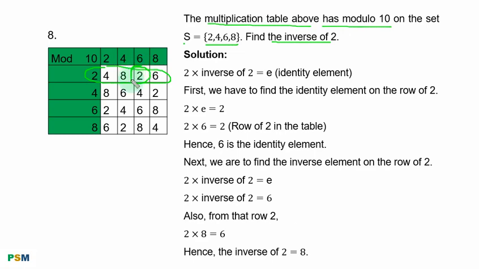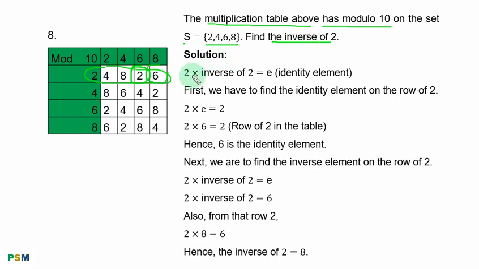You record the remainder. 2 times 8 is 16. 16 is not an element in modulo 10. You divide it by 10. You have 1 remainder 6. So you have 6 here and so on. We are interested in the inverse of 2. We are to use either row 2 or column 2 to get the inverse of 2.